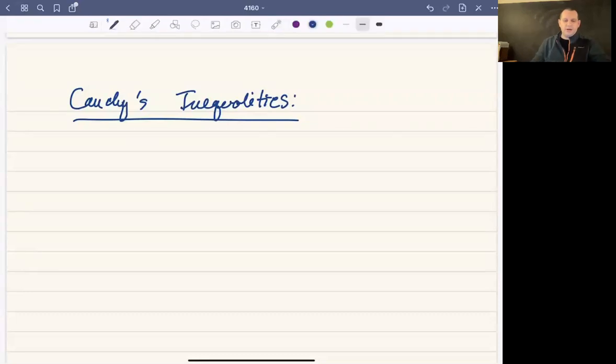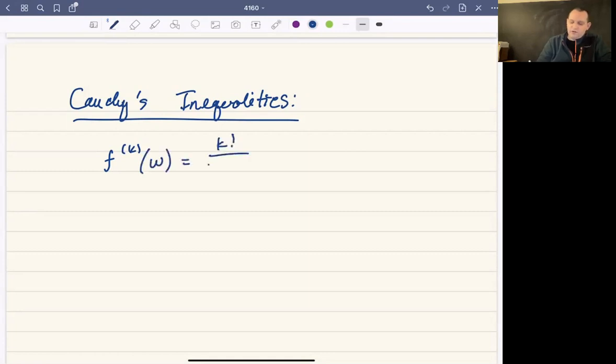In this video, we're going to talk about what are called Cauchy's inequalities. These are inequalities that tell us about the boundedness of the kth derivative. So this is going to use the formula that we derived in the previous video, that if we have a function that's holomorphic on a region G, then the kth derivative has a nice formula.